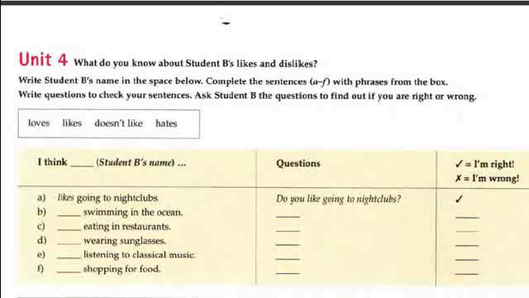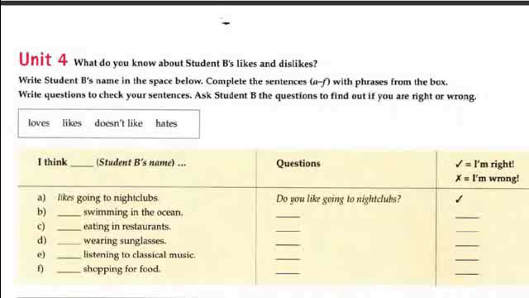Okay, so Unit 4. What do you know about student B's likes and dislikes? Write student B's name in the space below. Complete the sentences A to F with phrases from the box. Write questions to check your end sentences. Ask student B the questions to find out if you're right or wrong.